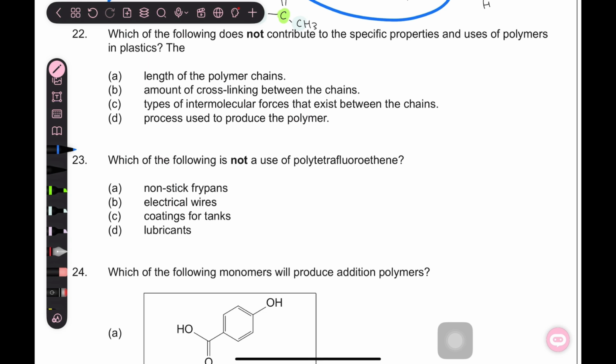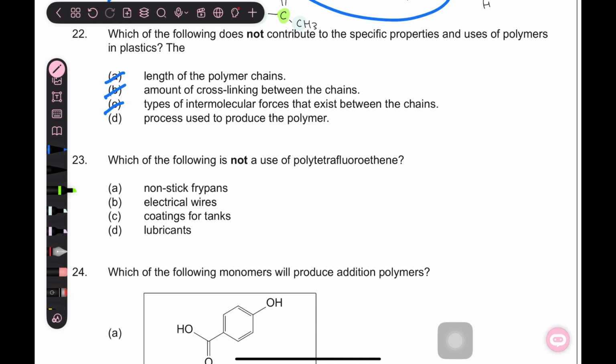So the length of the polymer chain can definitely influence how strong it is. So we can cross that option out. The amount of cross-linking can definitely influence the durability and the structural integrity. And then the types of intermolecular forces that exist between the chains, for example, hydrogen bonding, dipole-dipole, things like that, can also influence the strength of the polymer in plastic.